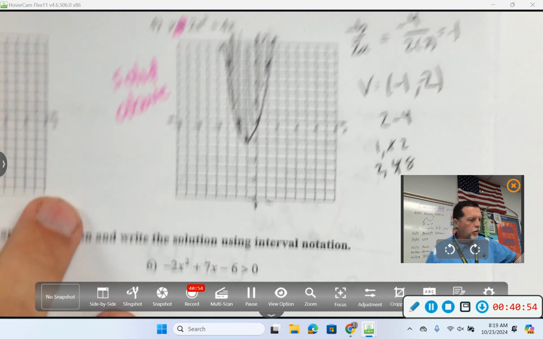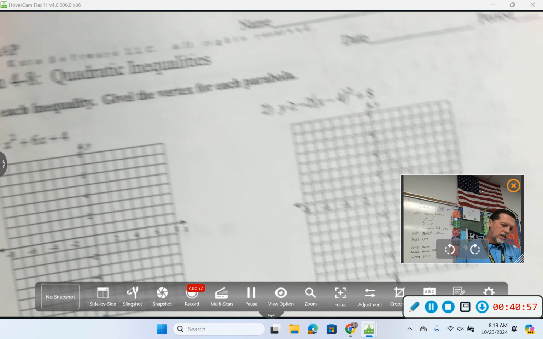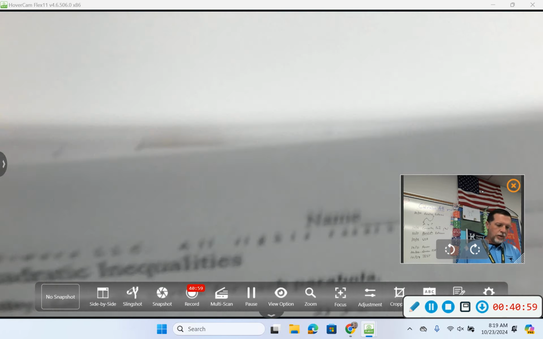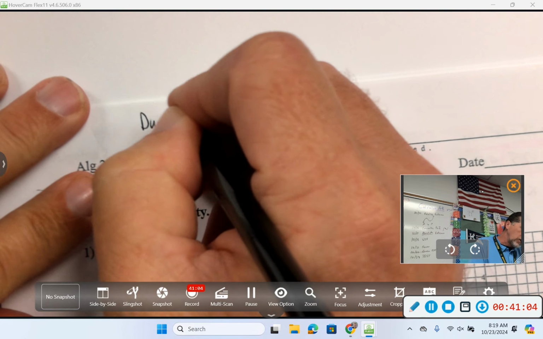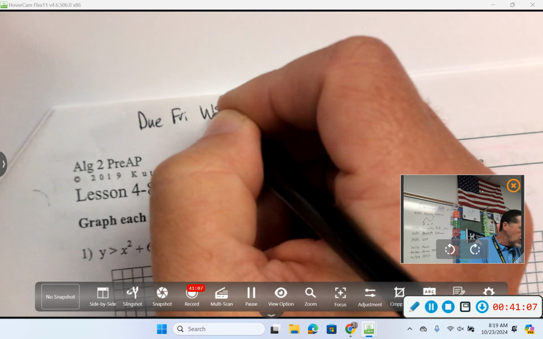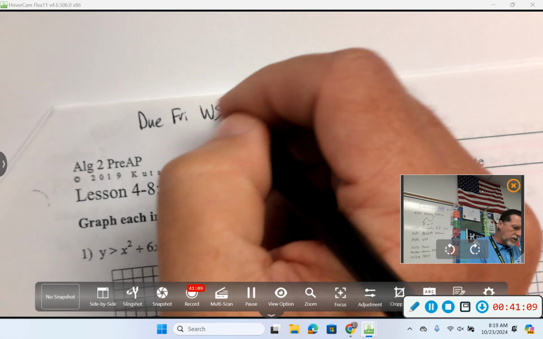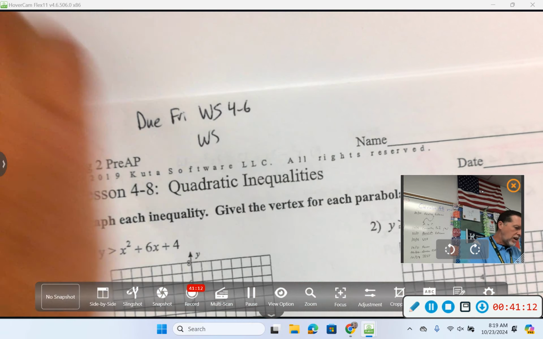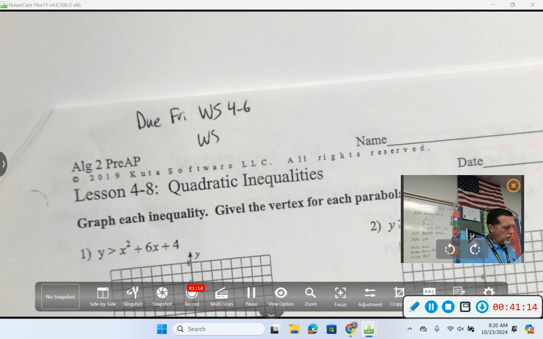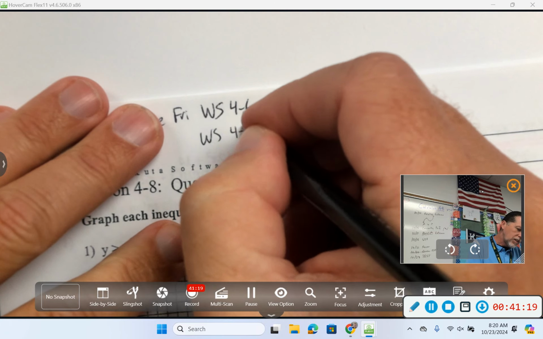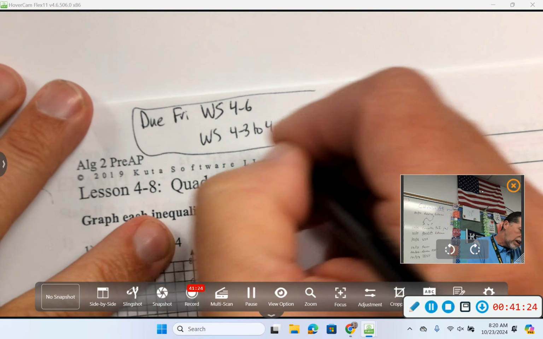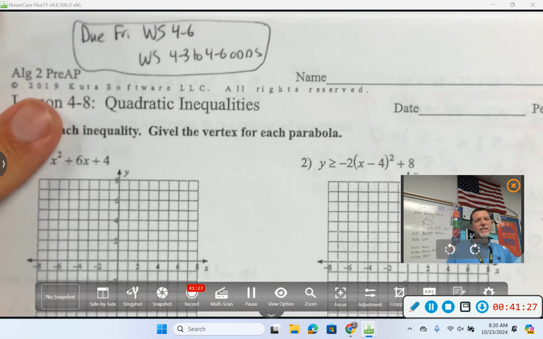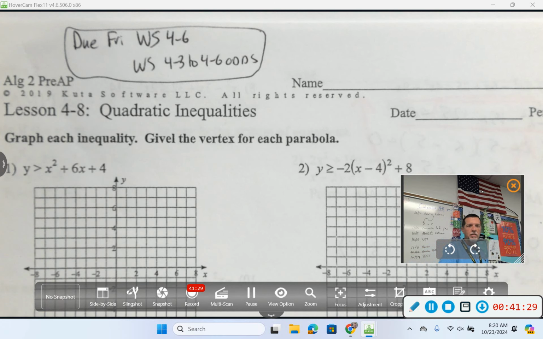Okay, so your assignment is the rest of these, not just the odds today, because we did a whole bunch together. And just remember that due Friday are the first 2 worksheets, worksheets 4-3 to 4-6. And I will happily take that today if you're done with it and want to turn it in and be done with it.